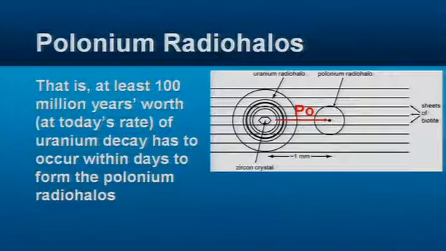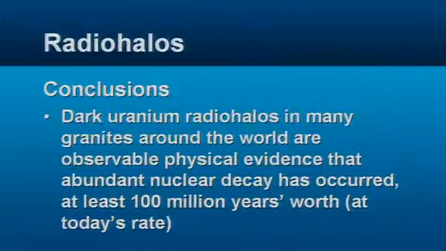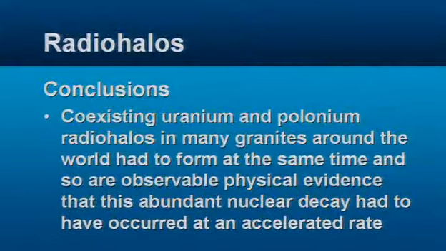So, at this stage, before we progress to a solution here, we can conclude that the dark uranium radiohalos in many granites around the world are observable physical evidence that abundant nuclear decay has occurred during the flood and in Earth history, at least 100 million years worth at today's rate. Now, when we get granites at different levels in the geologic record, you sum that total and you can realise that we're talking about hundreds of millions of years worth of decay during the flood, for example, which we concluded from other evidence, but of course at an accelerated rate, because coexisting uranium and polonium radiohalos, having formed at the same time, must be observable physical evidence that this abundant nuclear decay had to have occurred at an accelerated rate.